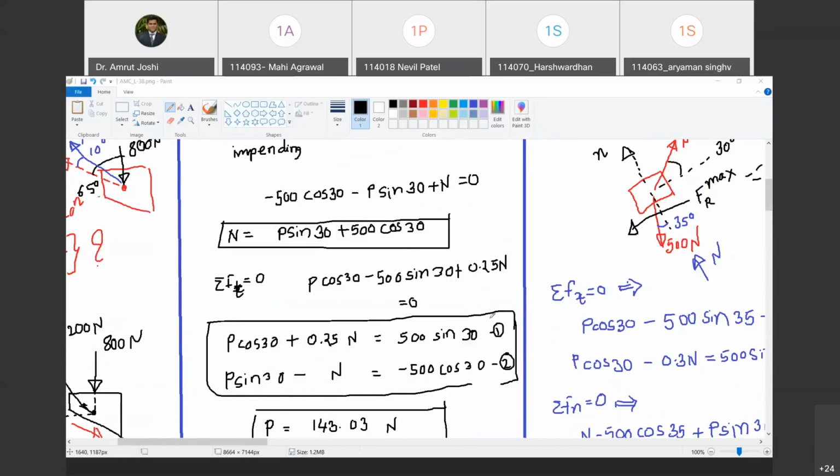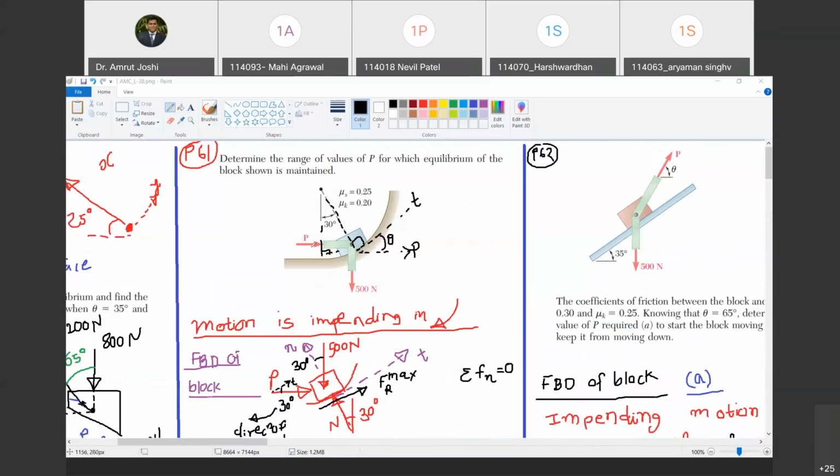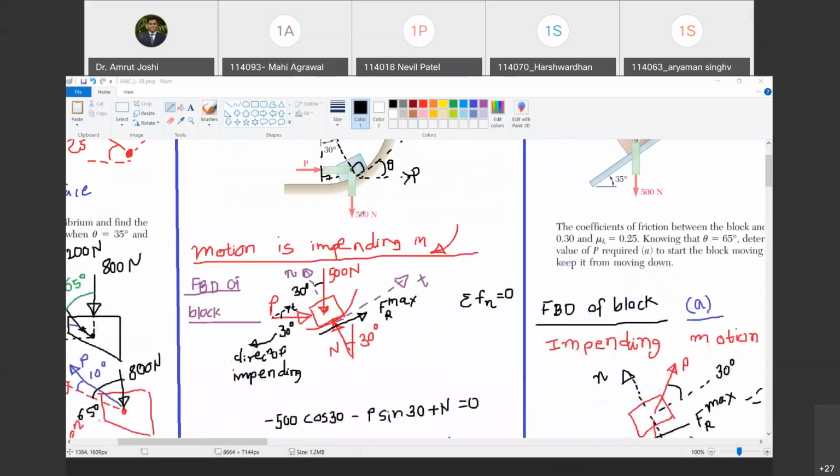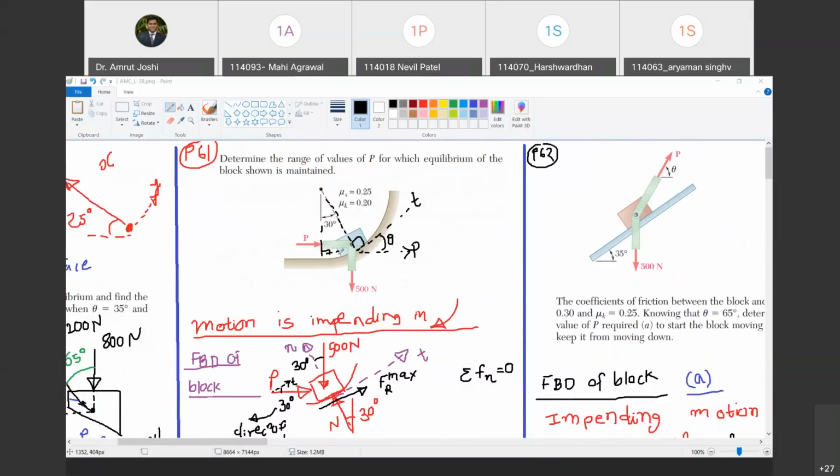Now, so where were we? Let us look at this problem. We were finding the minimum value of P that is required to maintain the equilibrium. If this value of P becomes less than 143.03, what is going to happen? The block is going to start sliding down. Are you with me? Yes, sir.